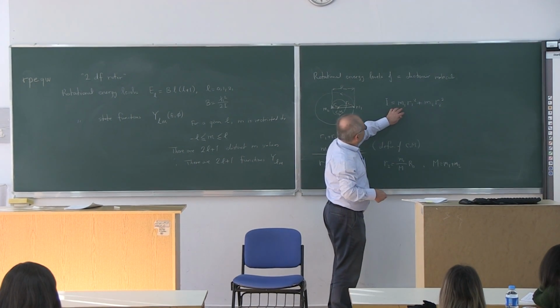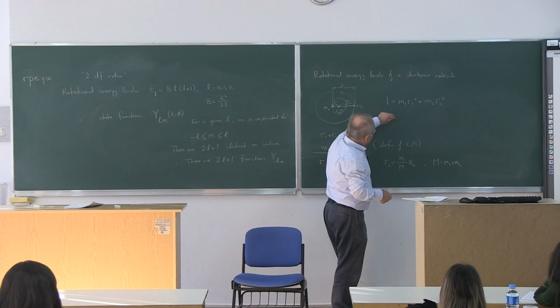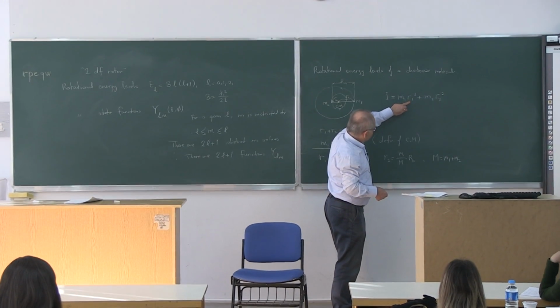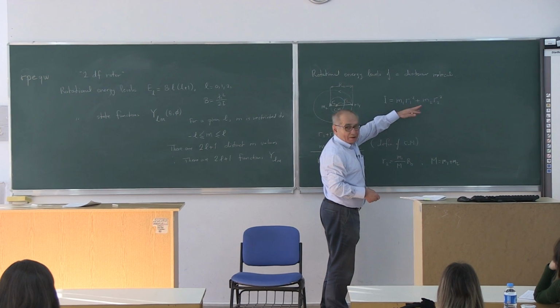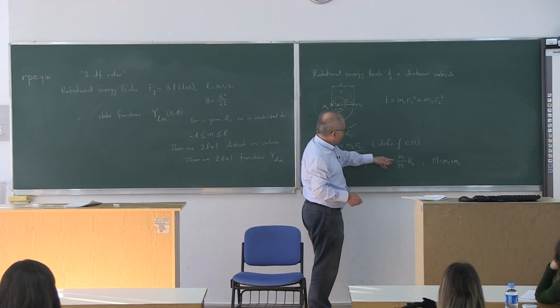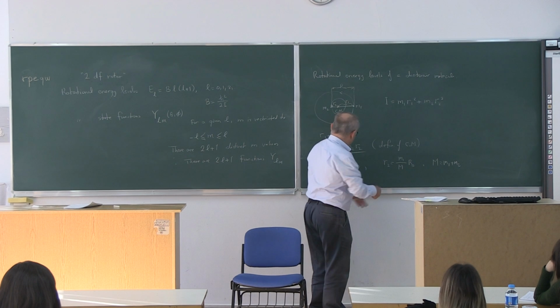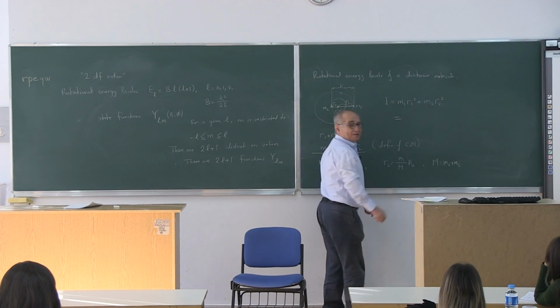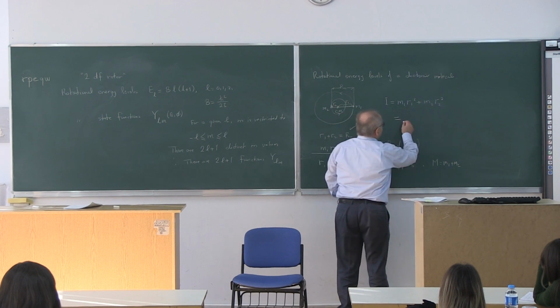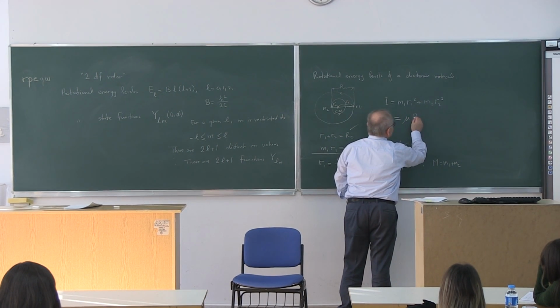In our case, this is a diatomic molecule. We can now get rid of R1 and R2 in terms of R0. So we use these two connections and then simplify the result. We obtain the following.